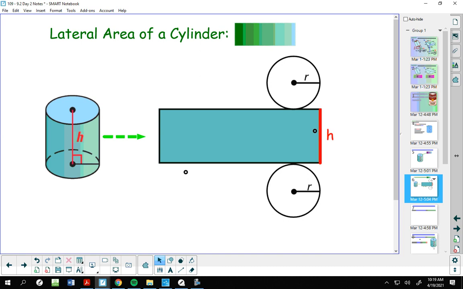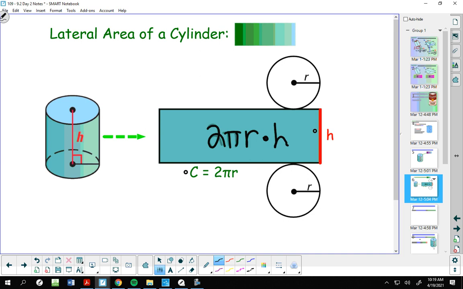This is the height of the cylinder. And when you unravel or unfold it, this is the circumference of the circle, and that's actually how long this rectangle is. If you remember, the circumference of a circle is 2 pi r. So the area of this lateral area is 2 pi r times the height.